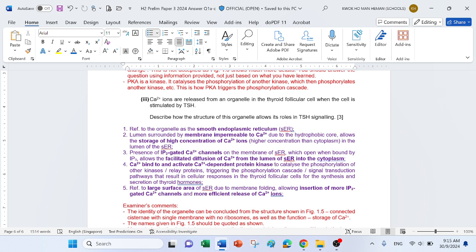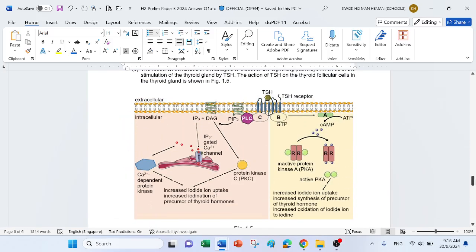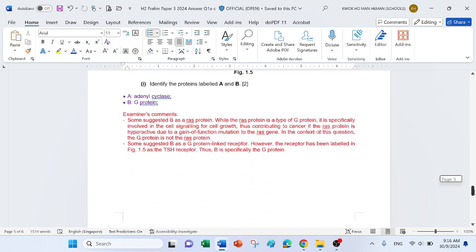So this allows for the facilitated diffusion of calcium out of the SER into the cytoplasm when IP3 binds to these channels. So IP3 gated means IP3 binding opens the channel. So when IP3 binds, the channels are open. That allows the calcium to leave the smooth endoplasmic reticulum into the cytoplasm. Some of you mentioned the cytoplasm as intracellular space. Just because it's labeled intracellular here, this is just telling you that this is inside the cell. What is inside the cell here? Cytoplasm. So we don't have such a thing as intracellular space.